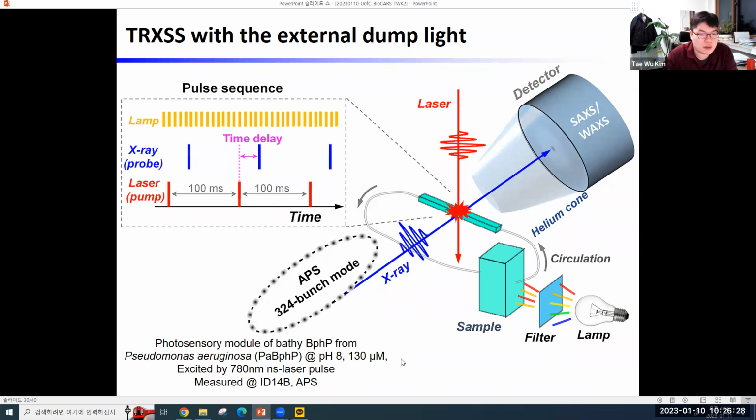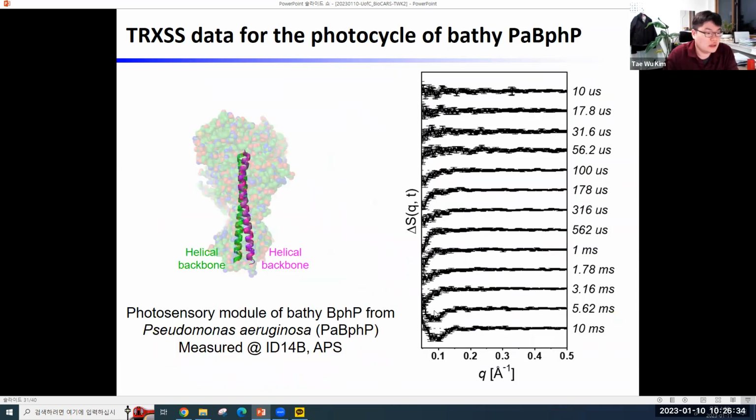All of the experiments were implemented in the BioCARS group. This is the real-time experiment data. As you can see in the light panel, you can see a very clear oscillation picture and each change in the SOX region.